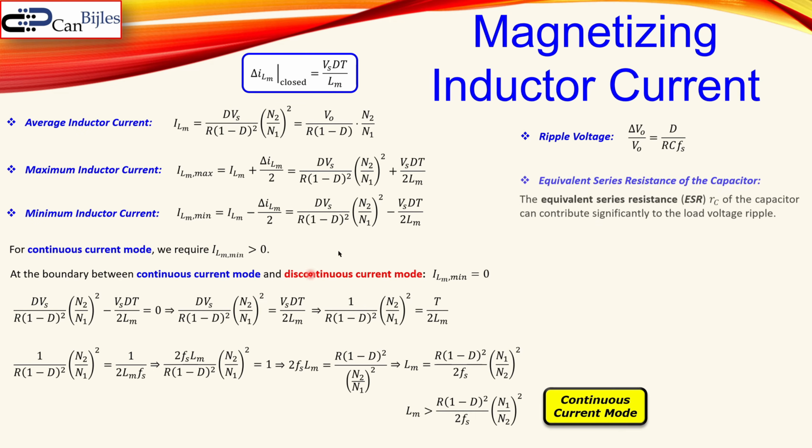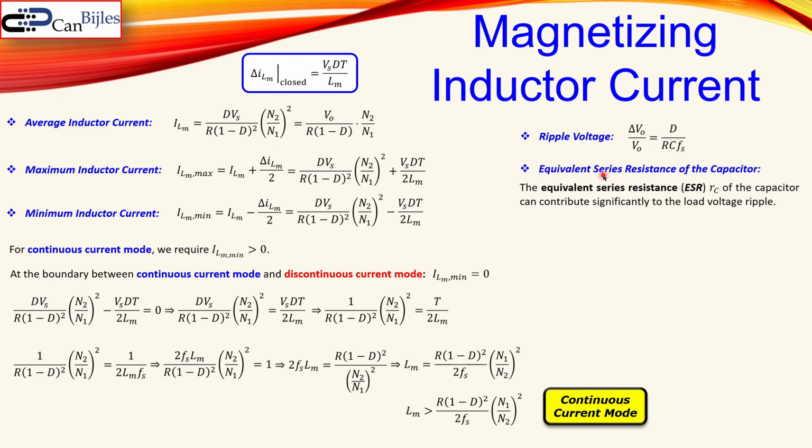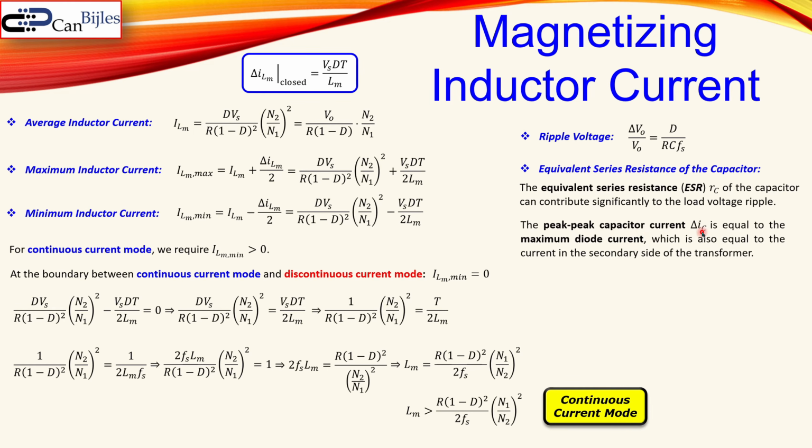A practical way to look at the ripple voltage is to look at the equivalent series resistance of our capacitor. So there is a capacitor resistance, which is our parasitic. That's given by this small letter r sub c. That will contribute significantly to this load voltage ripple peak. So the peak capacitor current is equal to the maximum diode current, which is also equal to the current on the secondary side of the transformer.